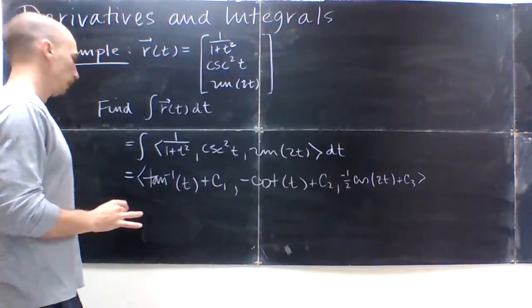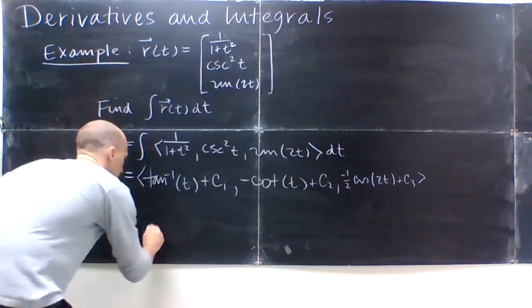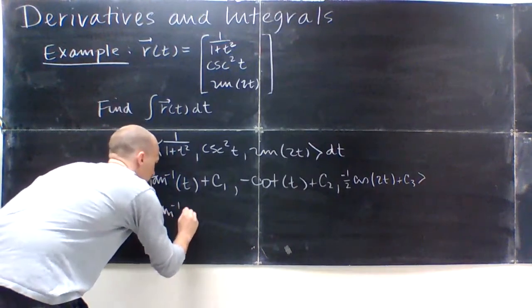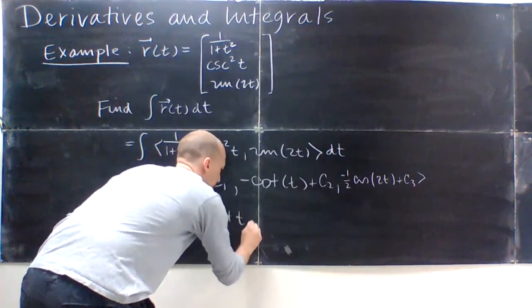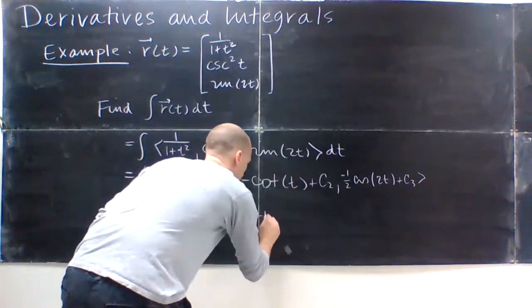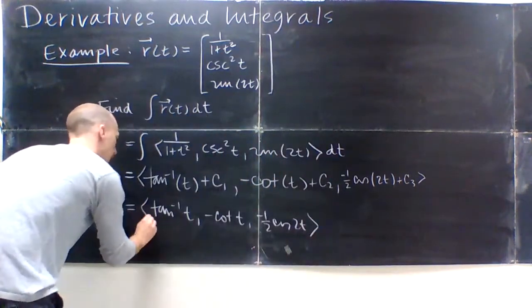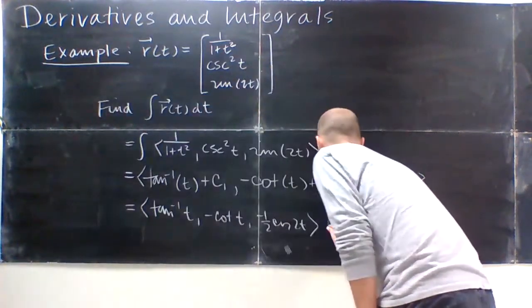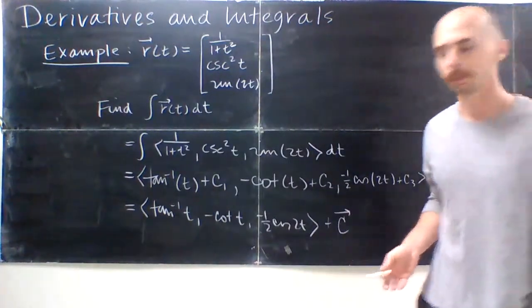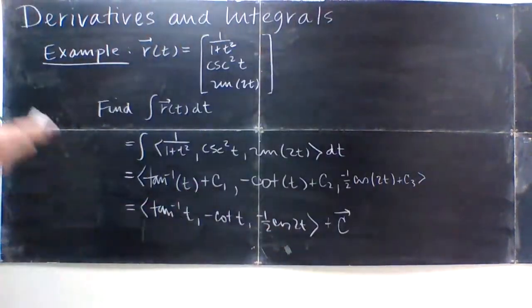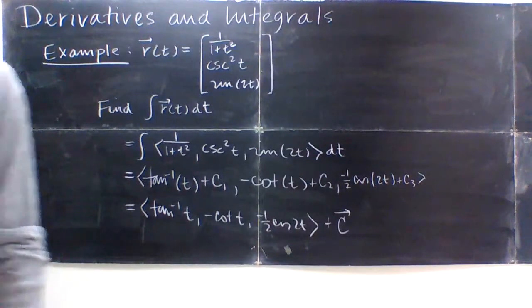This is no different. What I'm going to say is that you can also just say that this is arctangent, negative cotangent, and negative 1/2 cosine 2t, plus some vector c, where this vector c is an element of R3. If you wanted to write it like that, that would be just exactly the same. Okay, so that's just anti-differentiation working like we would expect.